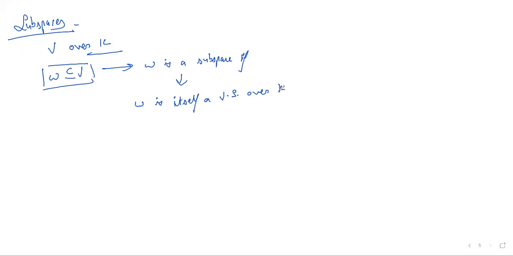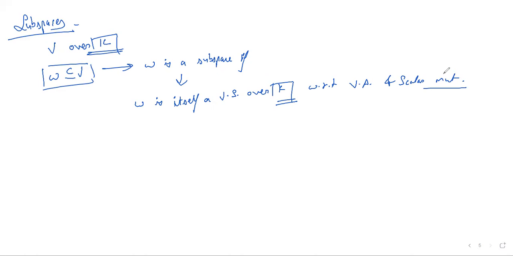The point to remember here is that the vector space V is over the field K, and the subset W also has to be over the field K. That means they have to be over the same field. So W itself has to be a vector space over K with respect to vector addition and scalar multiplication.